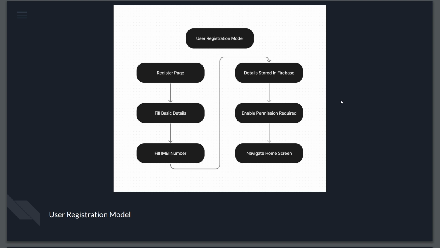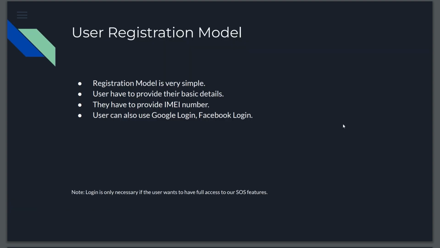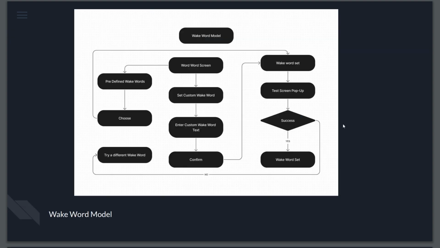Next is the user registration model. It is very simple. First we go to the register page, then fill in the basic details and the IMEI number, and the details are stored in Firebase. After you have registered, the app will ask the user to enable all the permissions required for this app to fully function. After enabling, you will be navigated to the home screen. It is very simple.